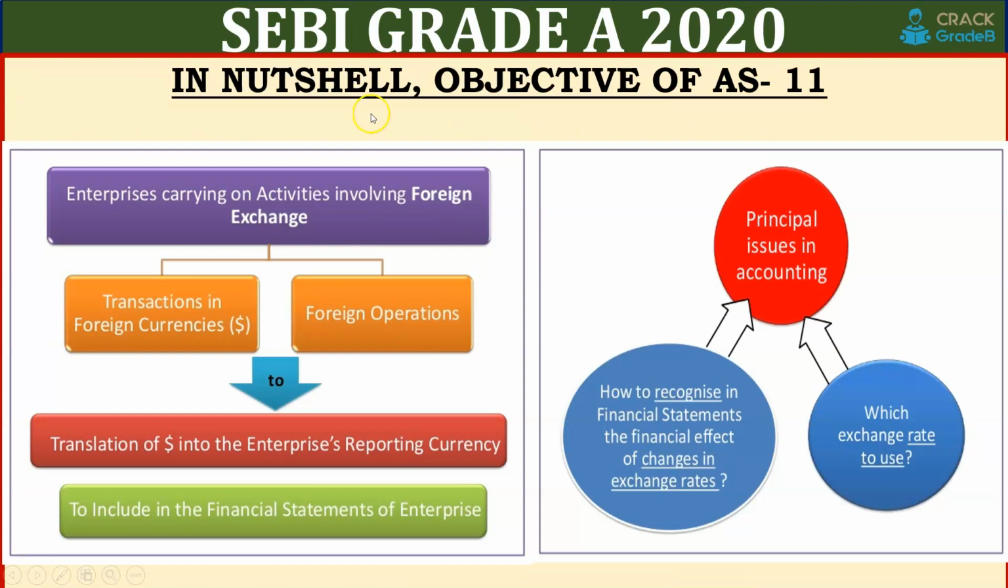So next we have, in a nutshell, the objective of Accounting Standard 11: enterprises carrying on activities involving foreign exchange will have transactions in foreign currencies or they will have foreign operations. We will get to these two in the next slides. Both of them have to be translated into dollar, translation of dollar into the enterprise reporting currency. It can be any other currency over here in place of dollar as well. For an example, it has been written as dollar, and then to include them into the financial statements of the enterprise.